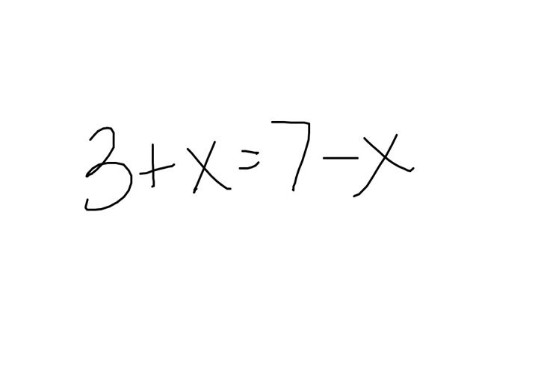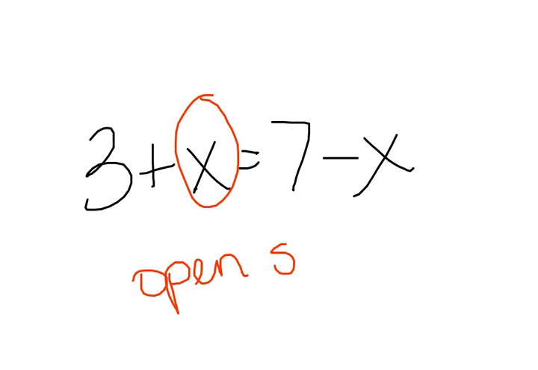What about when I have a variable in my equation? Well, this variable could be anything really, we don't know yet. And this is called an open equation or an open sentence. So an open sentence is an equation that has a variable in it.